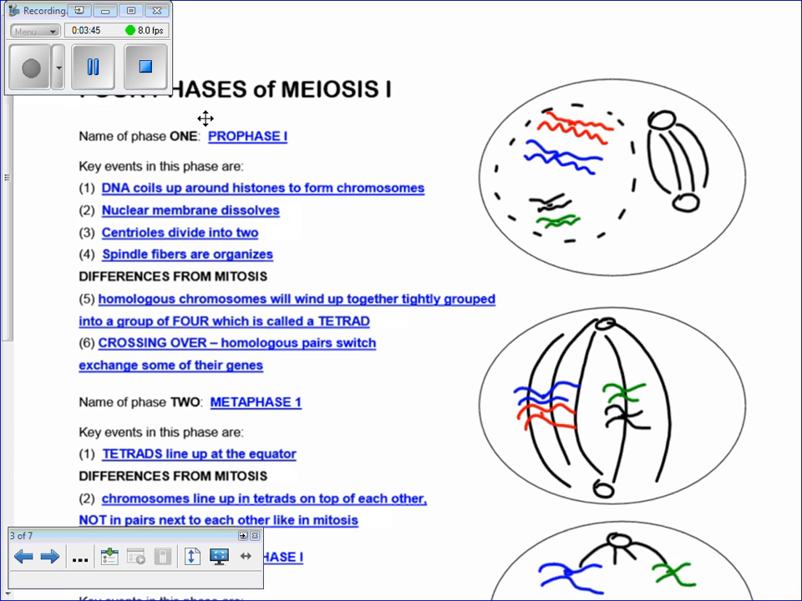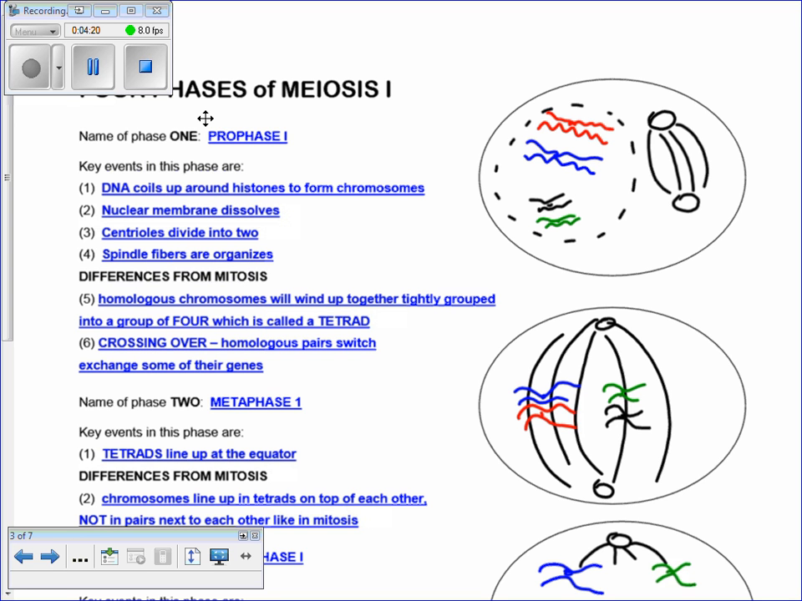Right? Just to recap, how many chromosomes would have been in the original parent cell for this cell? 4. There'd be 1 red one, 1 long blue one, 1 short green one, 1 short black one. That would have been the original cell. Original parent would have been 4 chromosomes. Long red, long blue, short green, short black. Okay?